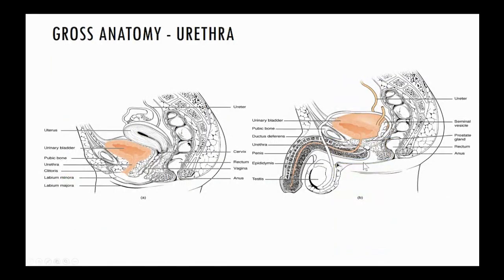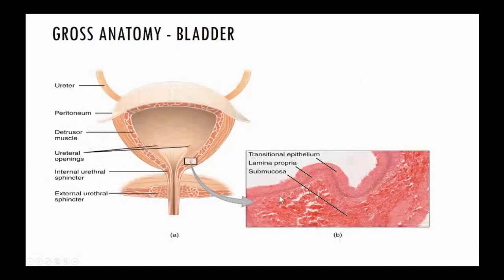So let's talk about our urethra first. Here, this is our female. So here's the urinary bladder, and then that's the urethra heading out towards the labia. And then here is the male urinary bladder, and then there's the urethra going through the penis.